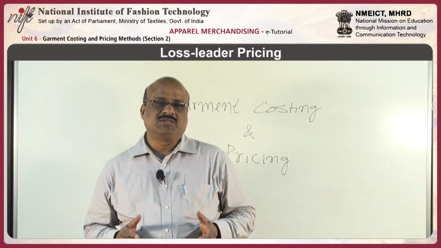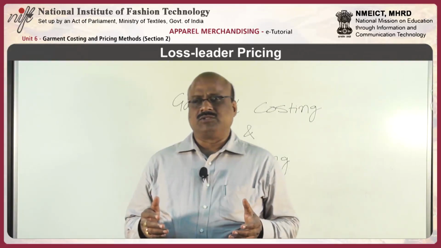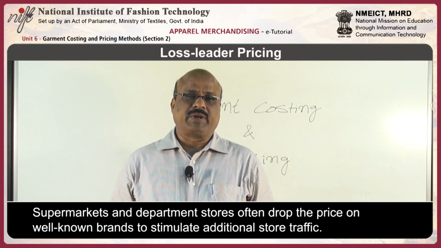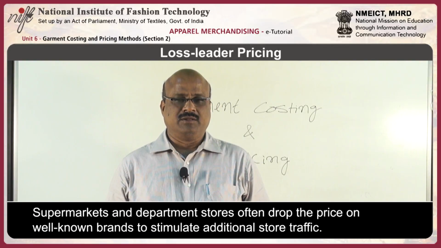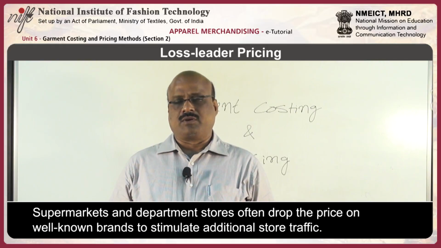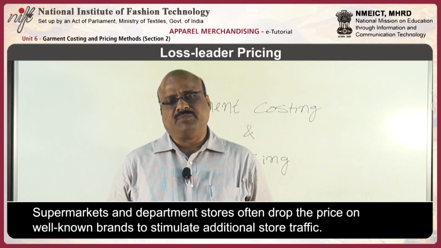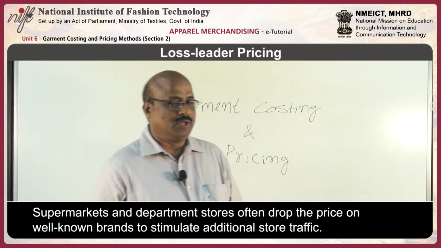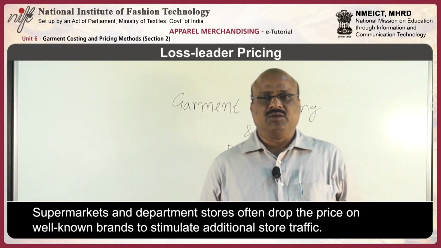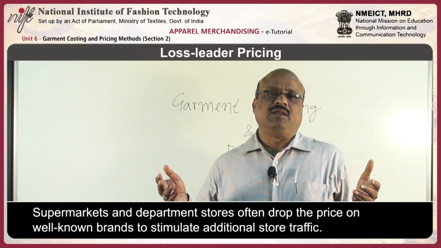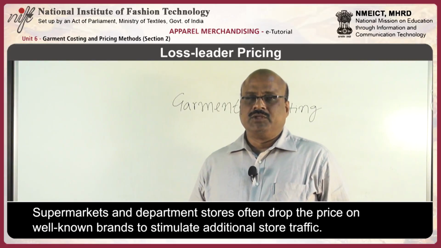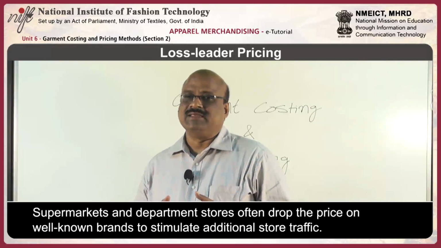The first one is loss leader pricing. What is loss leader pricing? Supermarkets and department stores often drop the price on a well-known brand to stimulate additional store traffic. Loss leader pricing is a deep discount announced on a highly popular product of a popular brand. That means it is sold at a very low price, or at a break-even price, or even less than the break-even price, so that the traffic to the store increases.